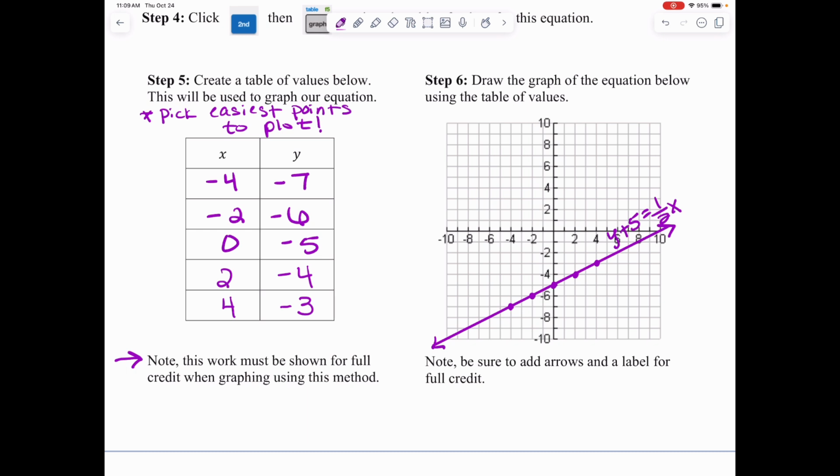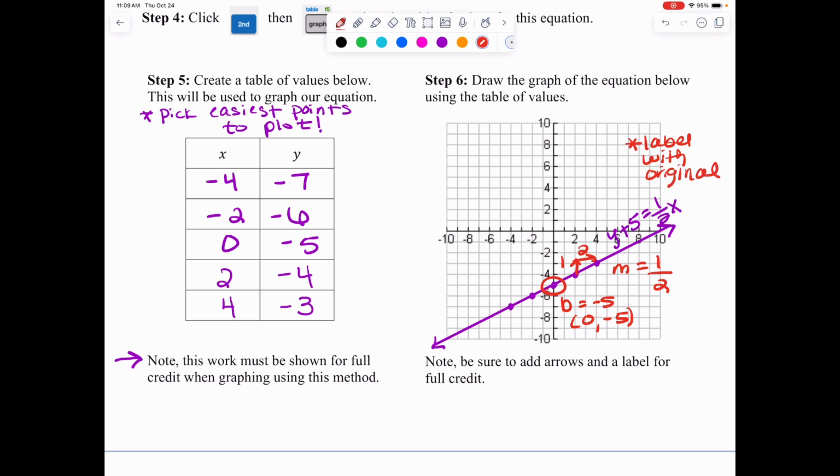So in step 6, we draw the graph of the equation below using that table of values. Note, be sure to add arrows and a label for full credit. And then if you take a look, you can see those characteristics from the front page that we determined. Once we had it in the right form, the slope should be 1/2. So I'm going up 1 to the right 2. That still happens. And then you can see that it's crossing here at -5 at the coordinate 0, -5. And again, just remember to label with the original.